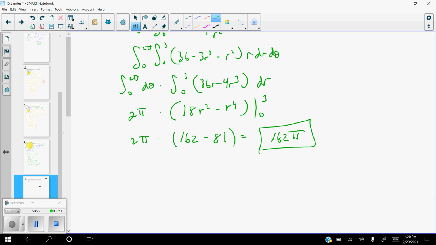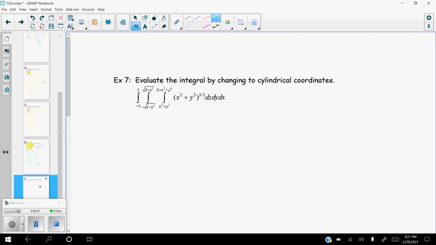Okay, video is definitely running longer, but I do want to just set these last two up. Doesn't make sense to do a video for the setup of these last two. All right, evaluate the integral by changing to cylindrical coordinates. So really all it's asking us to do is recognize what these coordinates are and change it.